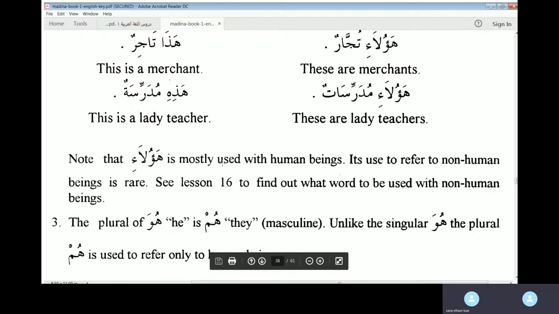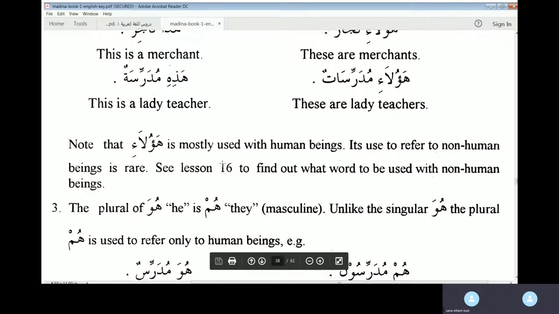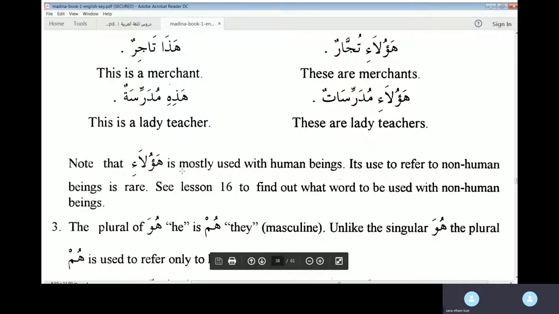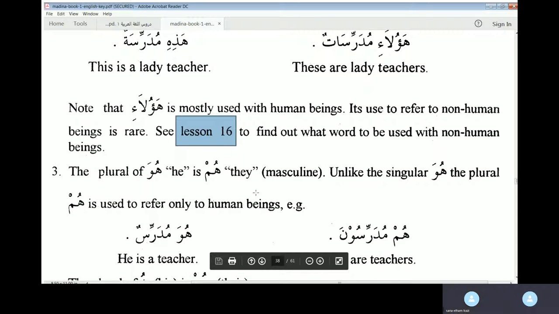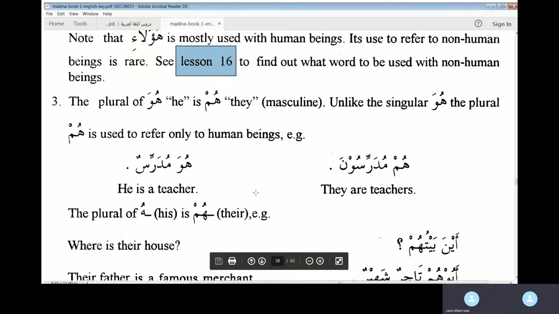And what is this, brother? Lesson 16. You have to find out what is used with non-human beings. How is mostly used for human beings. For non-human things, animals and things, you will learn in lesson 16. At the moment we are at lesson 13. So after three lessons we will learn this.